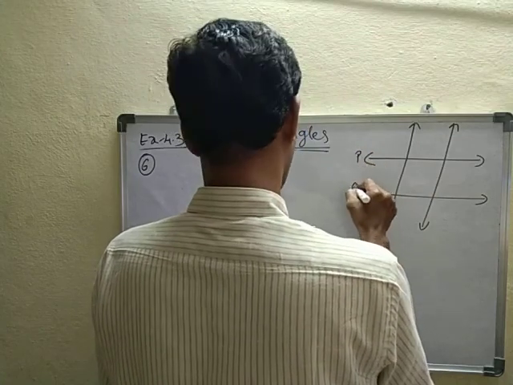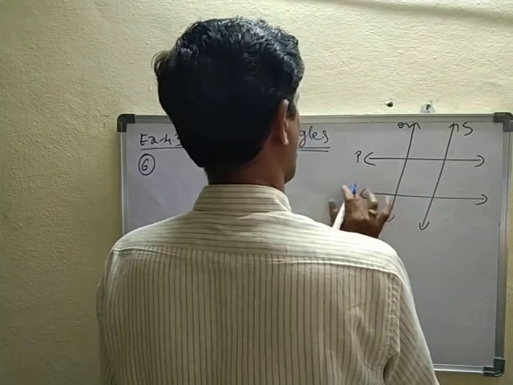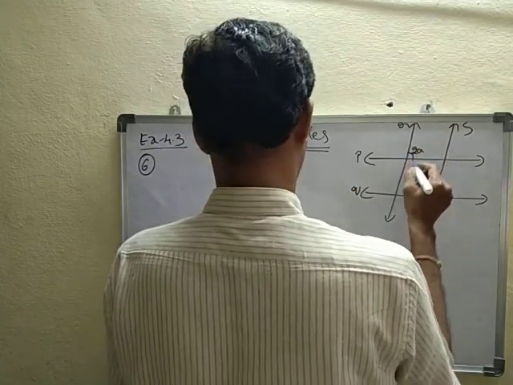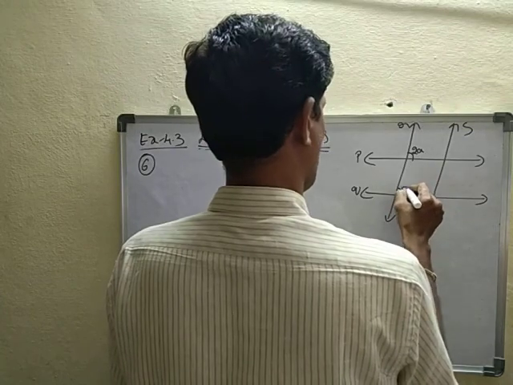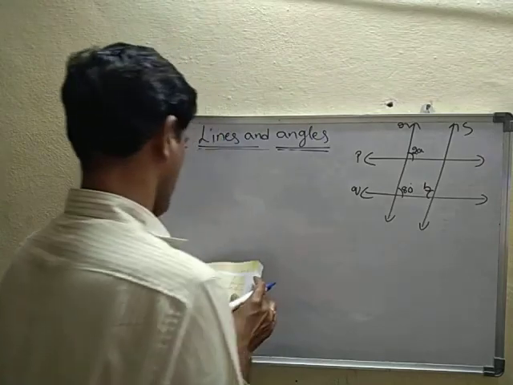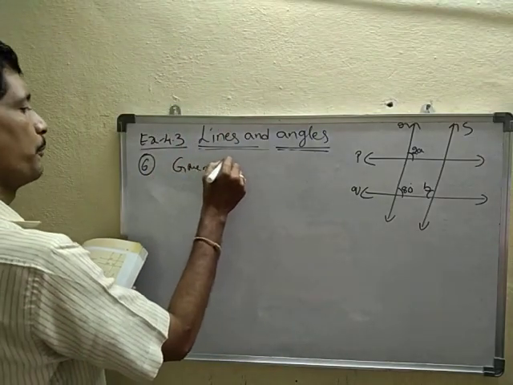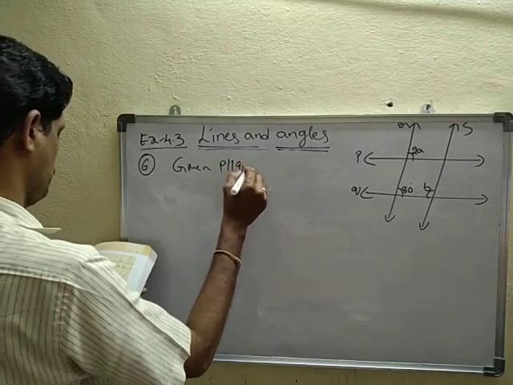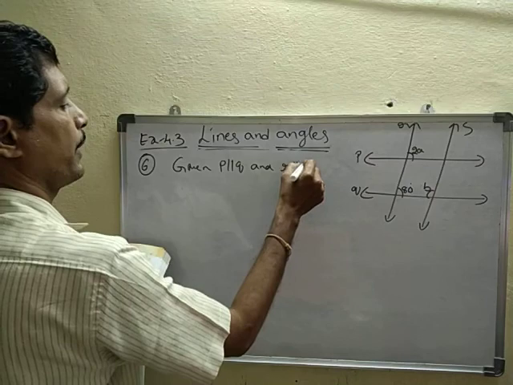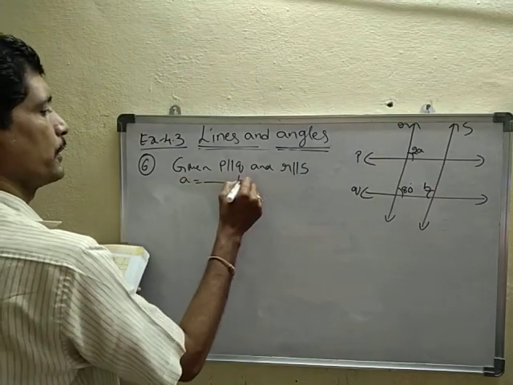Here P, Q, R, S. Here 2A, 80, and B. Given PQ parallel to QR and R parallel to S. A equal to dash, B equal to dash.